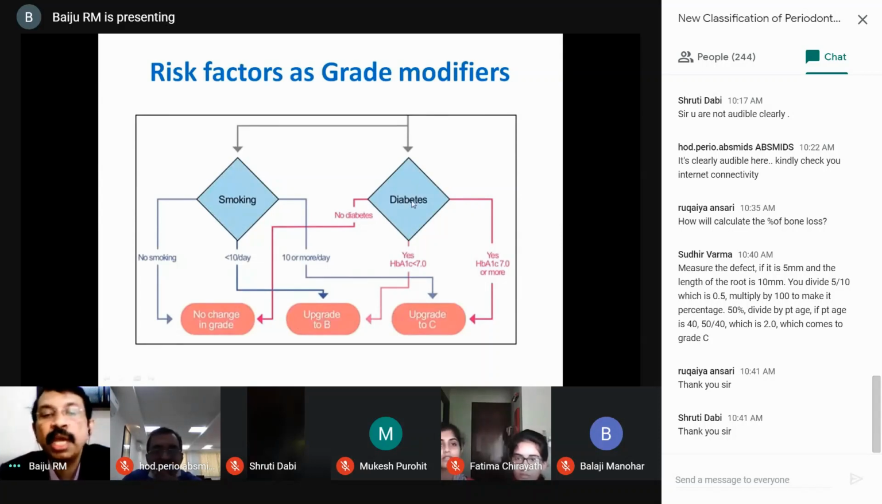Similarly for diabetes. For any patient without diabetes, you don't have to change the grade. For any patient in whom HbA1c is less than 7%, you upgrade to grade B if the original grade is A. If the original grade is B, you don't have to change. And if the original grade is anything less than C, and the patient has an HbA1c value of more than 7, a poorly controlled diabetes, we can directly assign grade C.